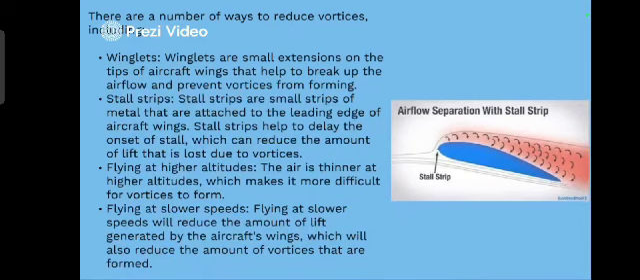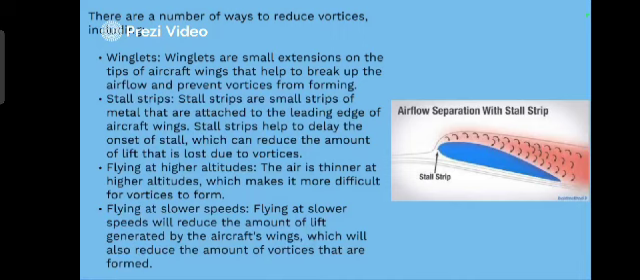The first is winglets. Winglets are small extensions on the tips of the aircraft wings that can help to break up the airflow and prevent the vortices from forming. Stall strips. Stall strips are small strips of metal that are attached to the leading edge of the aircraft wings. Stall strips help to delay the onset of the stall, which can reduce the amount of lift that is lost due to vortices. In the image, we can see a stall strip attached on the leading edge.